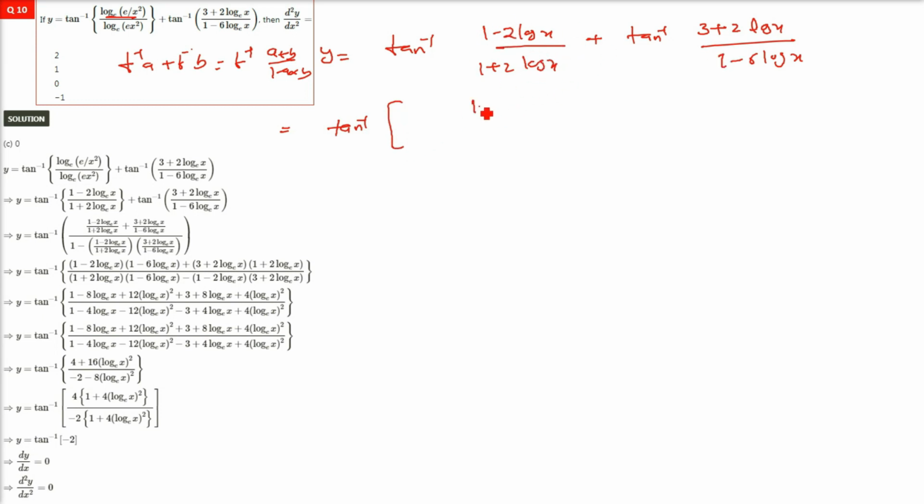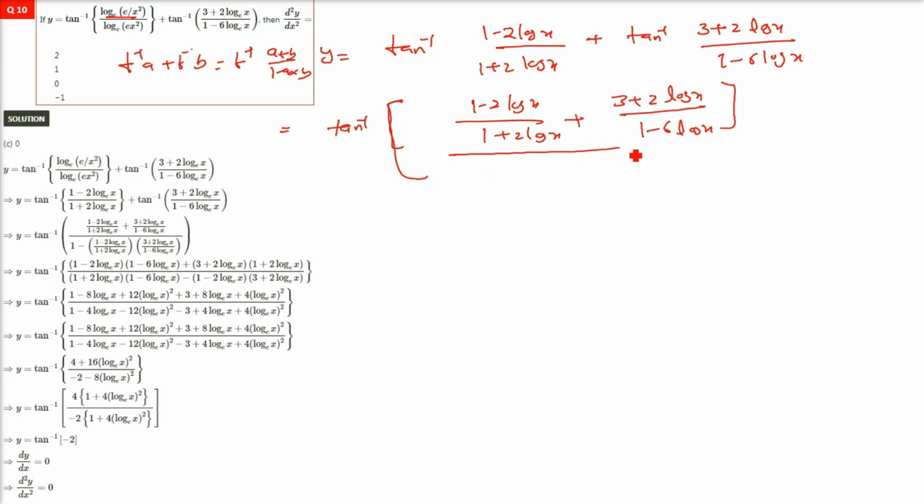So A plus B is 1 minus 2 log x divided by 1 plus 2 log x, plus 3 plus 2 log x divided by 1 minus 6 log x. So this is tan inverse of A plus B by 1 minus A into B. So we have 1 minus, multiply these two terms, A into B: 1 minus 2 log x by 1 plus 2 log x multiplied by 3 plus 2 log x divided by 1 minus 6 log x. Now you just have to take the LCM. You have to solve everything here.